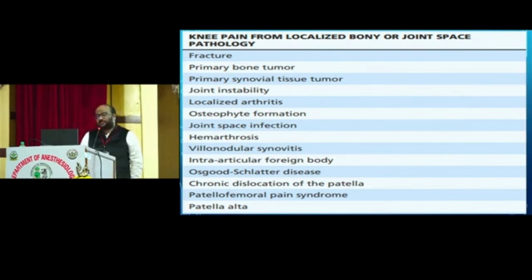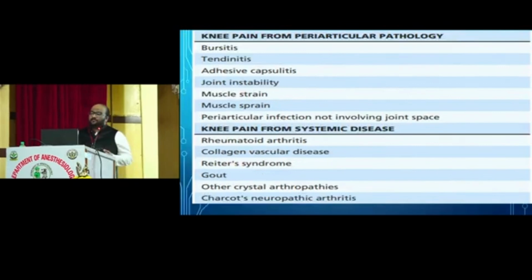There could be a fracture, a primary bone tumor, a synovial tissue tumor, any localized arthritis, osteophytes, hemarthrosis after a minor trauma or repeated trauma, any intra-articular foreign body, Osgood-Schlatter's disease in the children, and patellofemoral pain syndrome. So if there is knee pain from periarticular pathology, then it could be bursitis, inflammation or infection of the bursa, tendinitis. Adhesive capsulitis is usually seen in the shoulder, but sometimes, yes, even in the knee. Muscle strains and sprains after minor sports injuries.